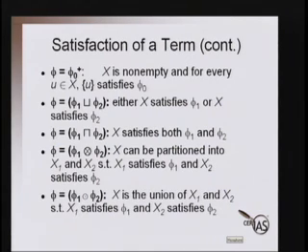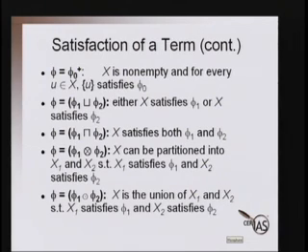When we use a square cup to connect two subterms, then a set of users satisfies such a term if X satisfies either of the subterms. And when we use a square cap to connect two subterms, then X satisfies the term if X satisfies both subterms.